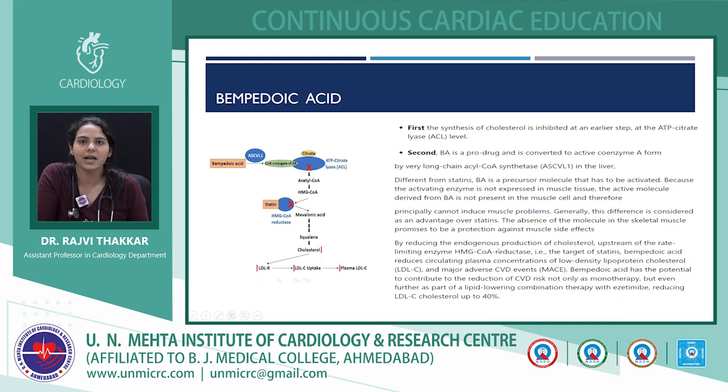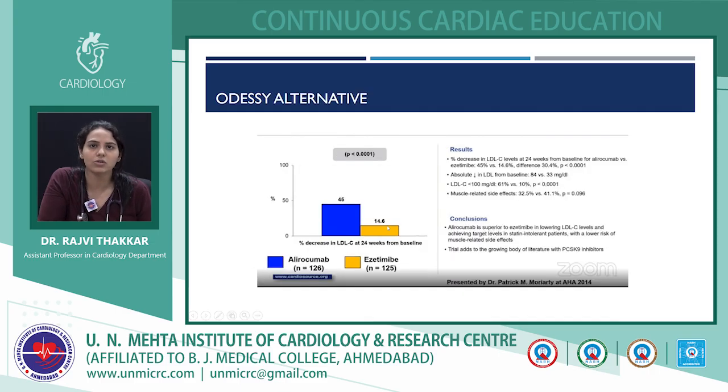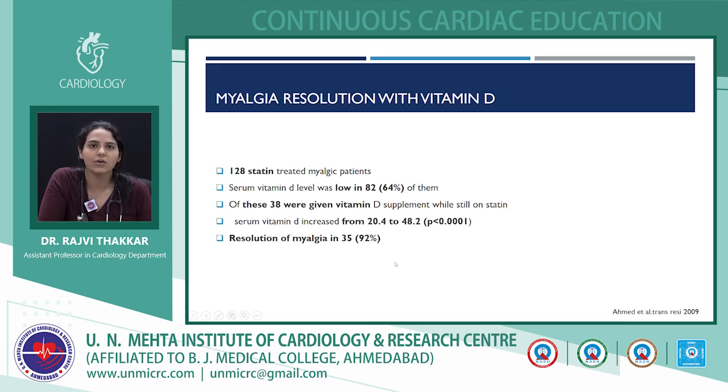Bempedoic acid decreases LDL cholesterol 10 to 15% in patients on higher lipid-lowering drug doses. The GAUSS-3 study compared evolocumab with ezetimibe. Evolocumab decreases LDL-C by 52%, so in patients with statin intolerance we can alternatively use evolocumab. Alirocumab also gives a 45% reduction in LDL-C. The ODYSSEY alternative trial emphasizes that in patients who are statin intolerant, we can use alirocumab.